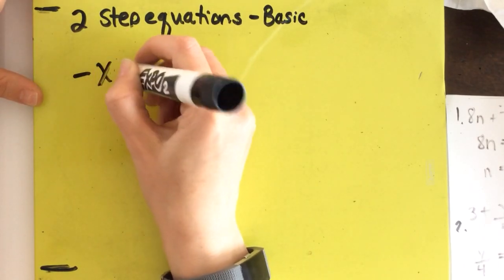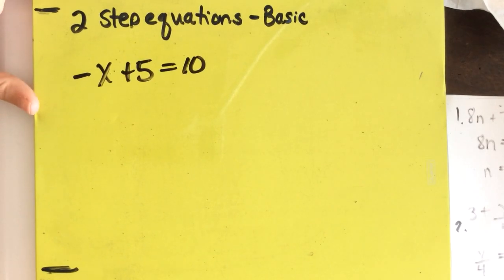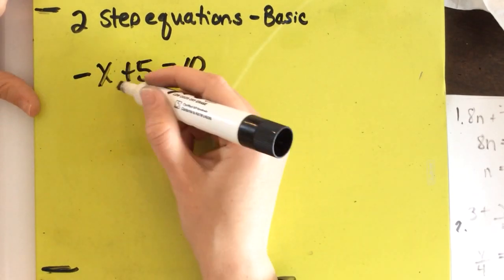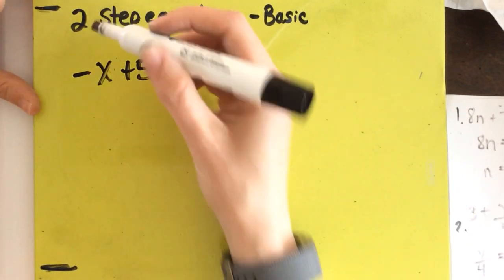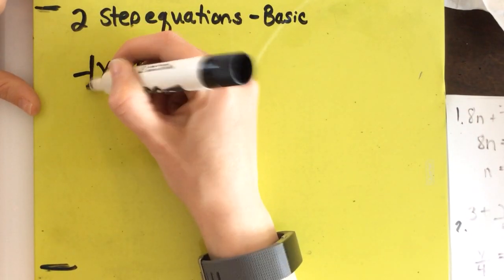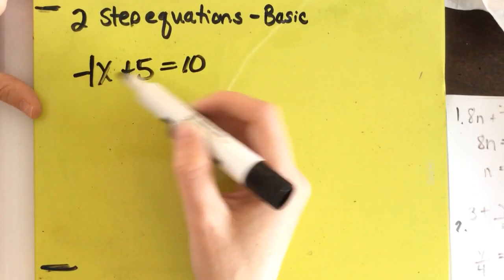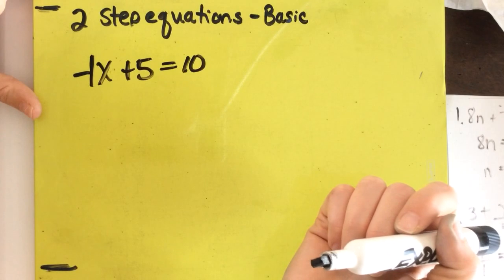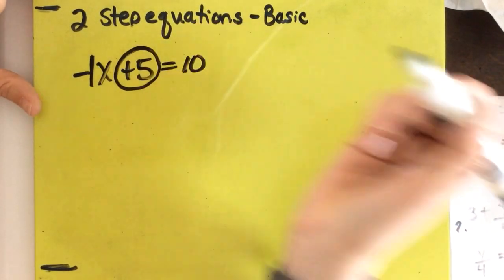Negative x plus 5 equals 10. Okay, so it looks like, oh, maybe I'm only doing one thing to my variable x. I'm adding 5. But we have to remember that this is actually a coefficient of -1x. So not only are we adding 5 to our x, but we're also multiplying it by -1. So we are doing two different things to it. So we'll deal with the plus 5 first.